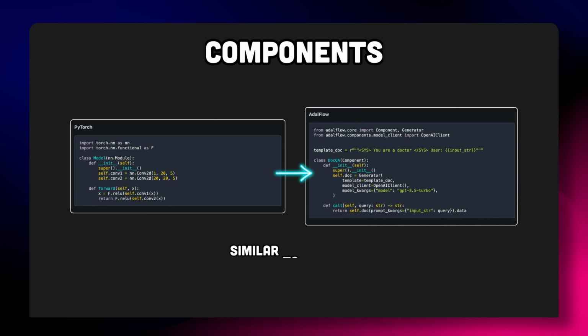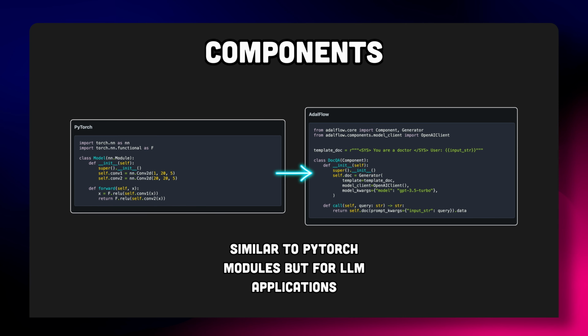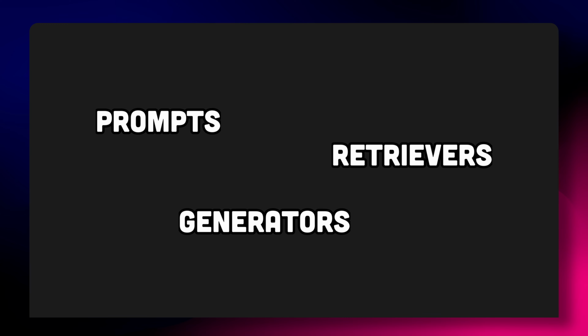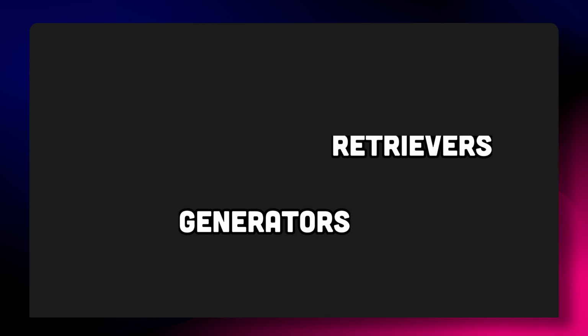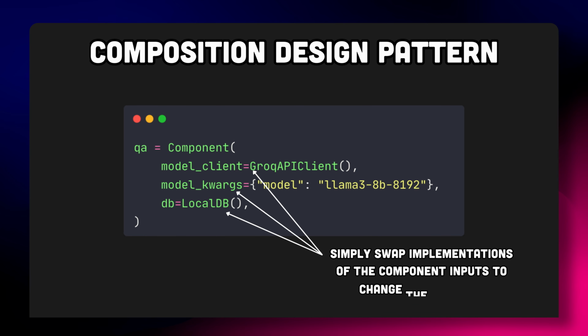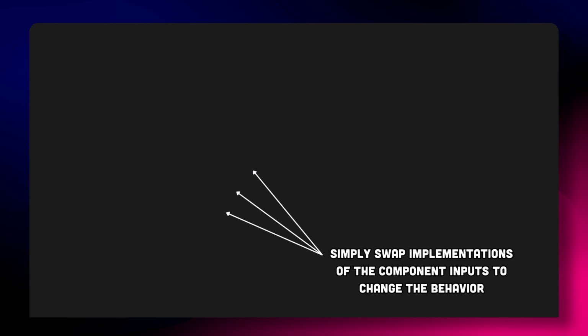At its core, AdalFlow is all about components. Those are the building blocks for your LLM tasks. You've got things like prompts for formatting inputs, generators for handling LLM predictions, and retrievers for implementing RAG. AdalFlow uses the composition design pattern quite extensively, which makes it easy to change the behavior of your pipeline while minimizing the amount of code you need to change.